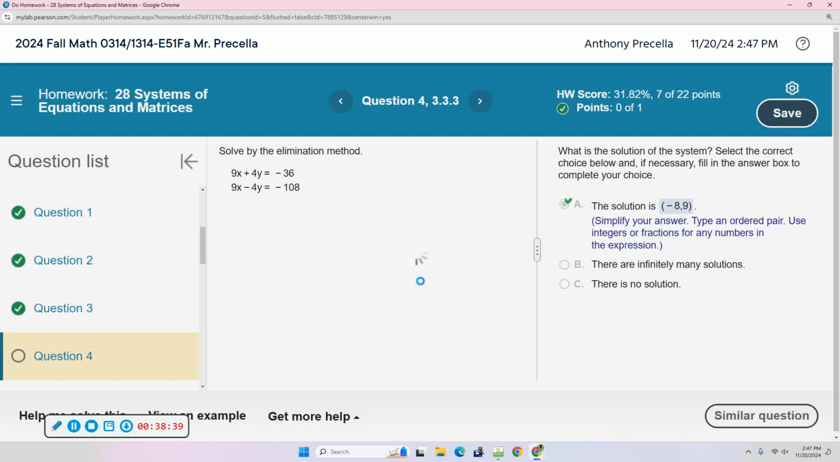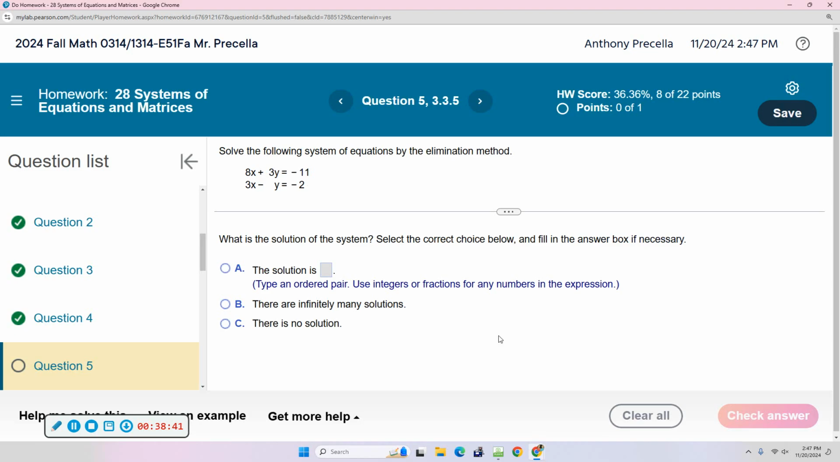Number 5? Solve using elimination. Well, I see a problem here. The X's and Y's are lined up, but if we just add them vertically, I think we'll get an 11x and a 2y. We're not eliminating one of the variables. With elimination, you're adding vertically.